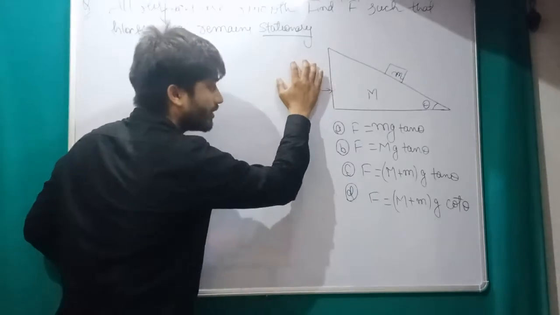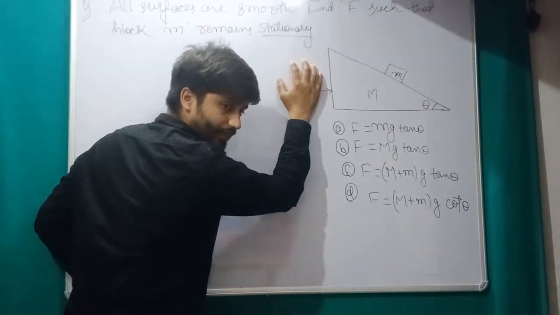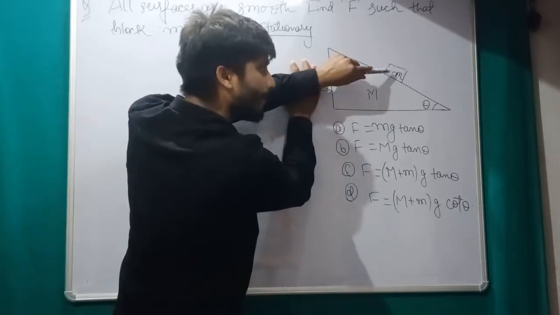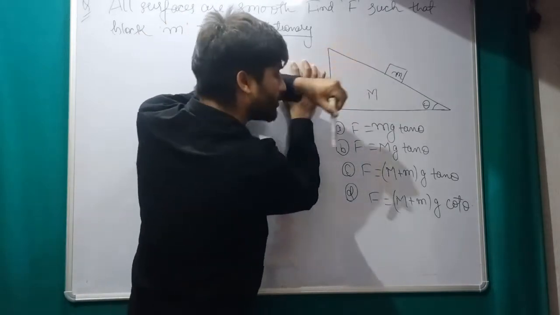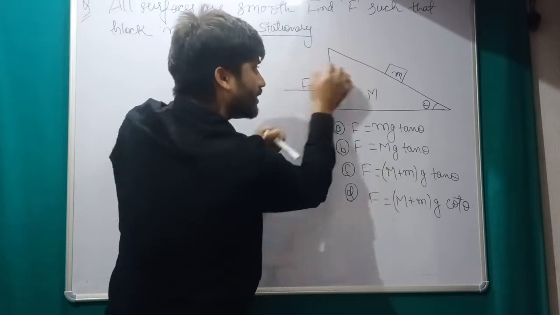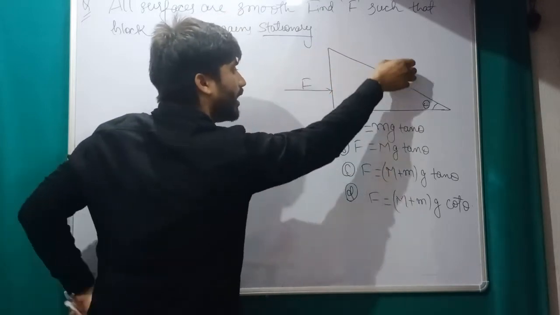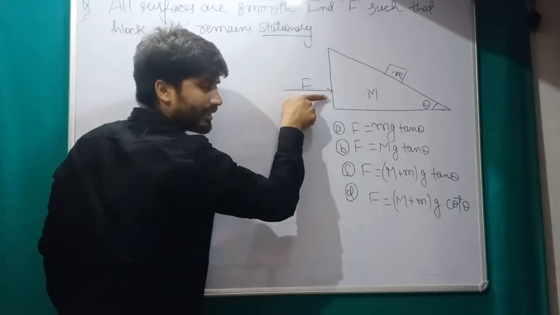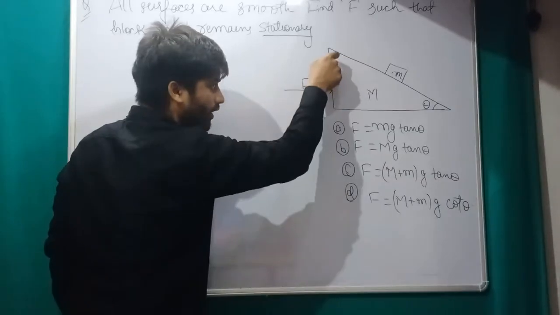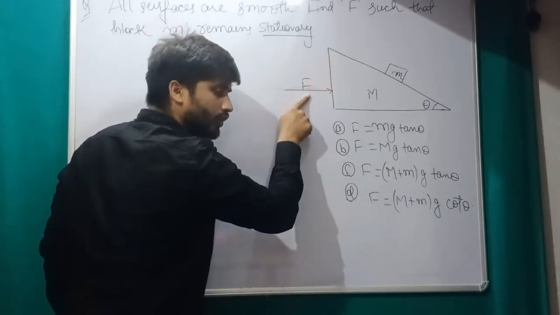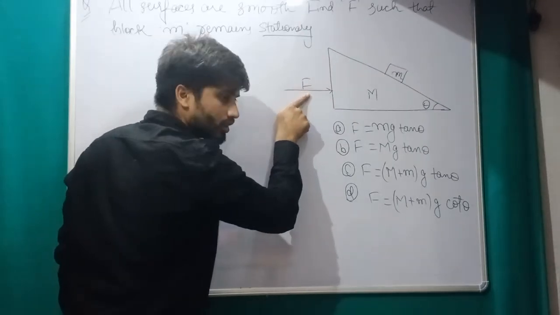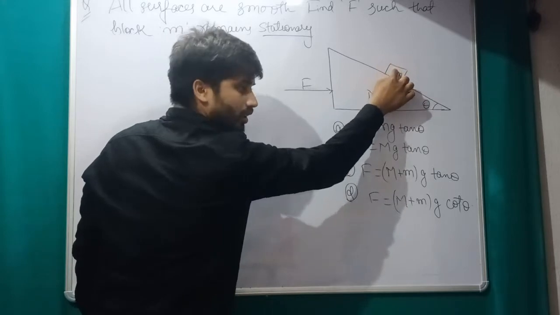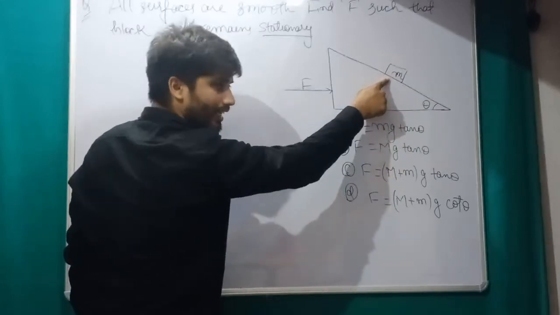If this force is not here, then what will happen to small m? It will slide down because this surface is smooth. But a force F is acting over here, over this surface. What will this force do? This force will somehow maintain this mass to remain stationary.